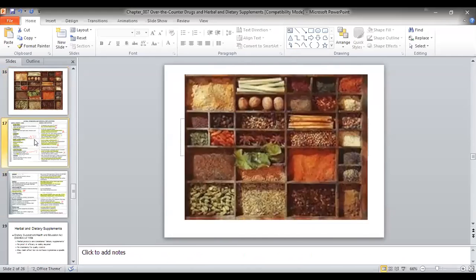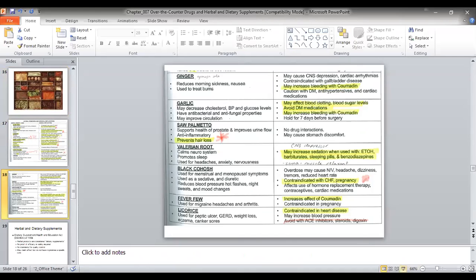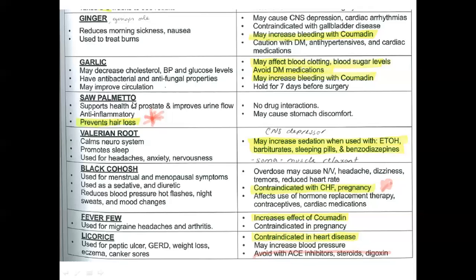So let me go through again here. Saw palmetto, right? Saw palmetto supports prostate health and improves urine flow. They have anti-inflammatory properties, right? Anti-inflammatory, and also prevent hair loss. They may cause stomach upset, which means they may cause nausea, vomiting, or diarrhea.